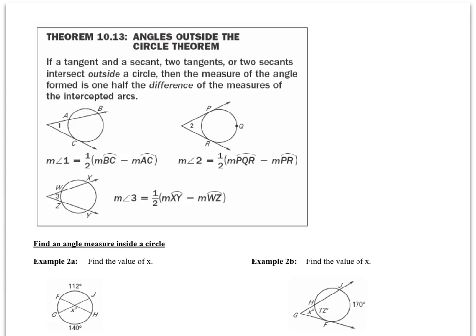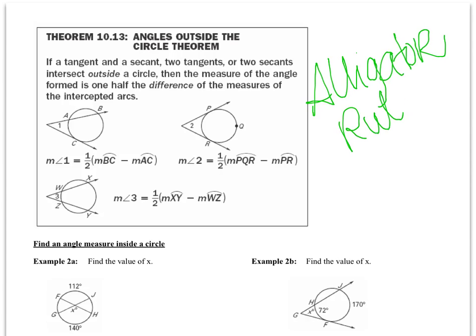Okay, on the next page here, we've got theorem 10.13, the angles outside the circle theorem, and we're going to call this our alligator rule, just because I think it kind of looks like an alligator trying to eat the circle. So for this one, it says, if a tangent and secant, two tangents or two secants intersect outside a circle, so we have our intersection here, or here, or here, then the measure of the angle formed is 1/2 the difference, so subtracting, of the measures of the intercepted arcs.